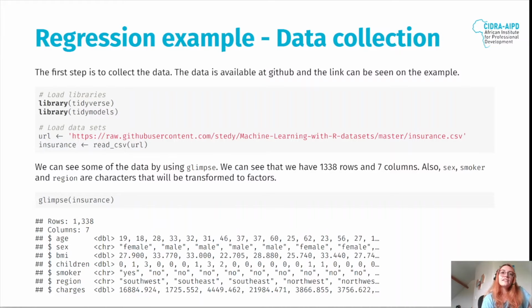I got this data at a GitHub link. It is available there. You can see in the example here that I am first loading the libraries that I'm going to use, so tidyverse and tidymodels, using the library function from base R. And then this is the GitHub URL where you can see the data that I'm using. You can just read the CSV, because that data is a CSV, as you can see here at the end of the URL, .csv file.